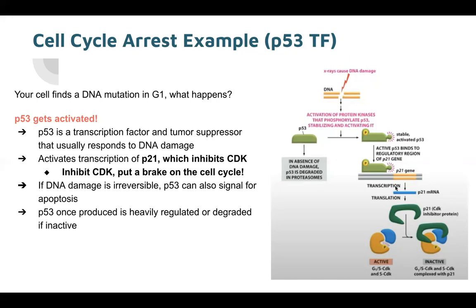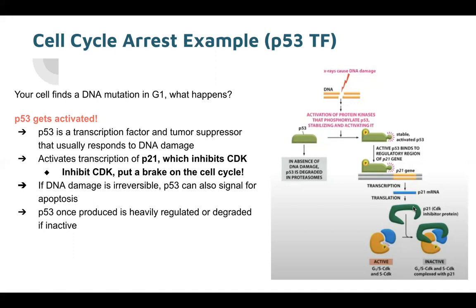And this gene is what we call P21. So it's going to bind to the promoter of the gene that codes for P21. It's going to recruit RNA polymerase. RNA polymerase is then going to transcribe P21's mRNA. A ribosome is going to come on, pick it up, and translate it into this P21 protein, which is actually a CDK inhibitor protein.